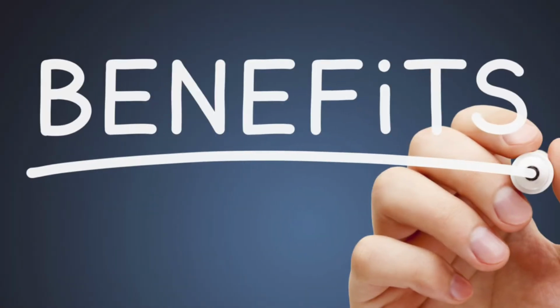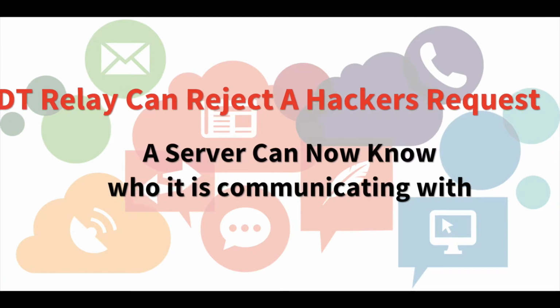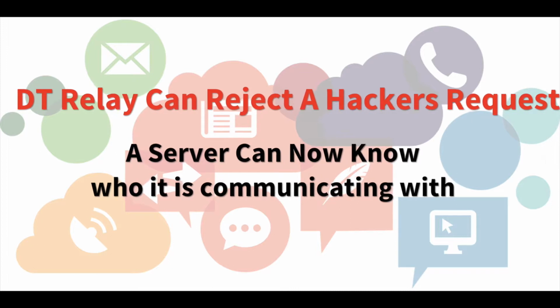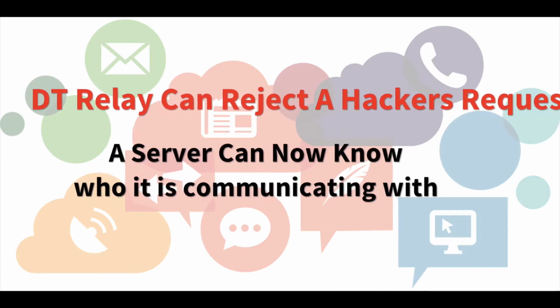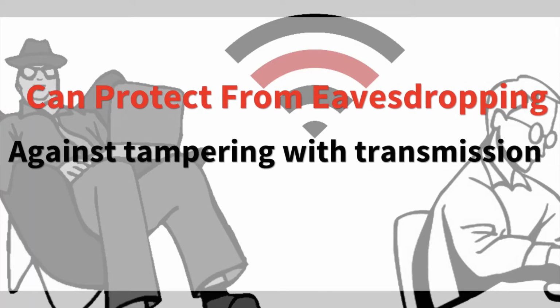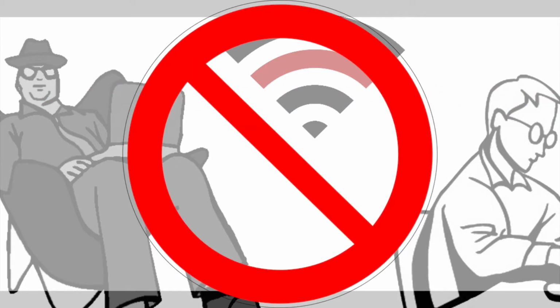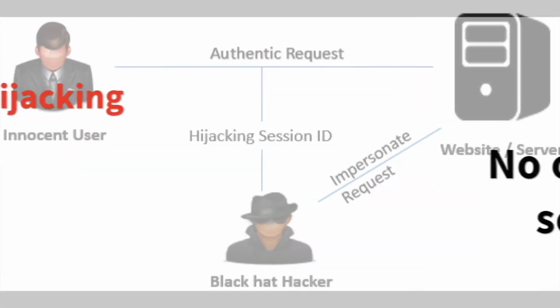To finalize, we are going over an overview of the benefits of DTRelay. DTRelay knows that an authorized device is sending the information, which means we can now know who is requesting information. So if a hacker tries to access it and manipulate the request, DTRelay can reject that request. A server can now know who it's communicating with. We protect against tampering so that if a hacker is able to eavesdrop, they won't be able to do anything with the data. Consumer keys stay in the relay and therefore they are protected.